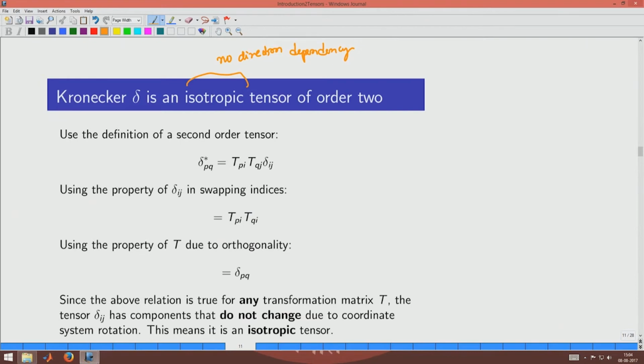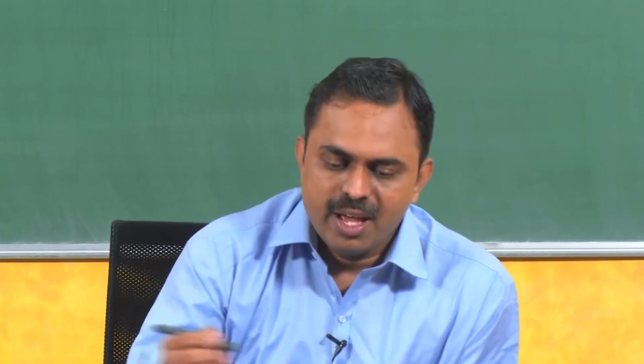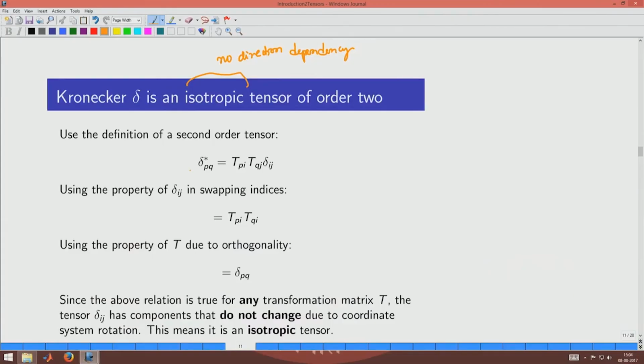So, for any transformation matrix, it will transform according to the formula such that numerically the elements of the Kronecker delta do not change. They will still be 1 0 0, 0 1 0 and 0 0 1. So, first of all, if we want to prove this, we have to take the definition of a second order tensor, which is known to us, and then use the properties of the transformation matrix and the Kronecker delta to see what happens.